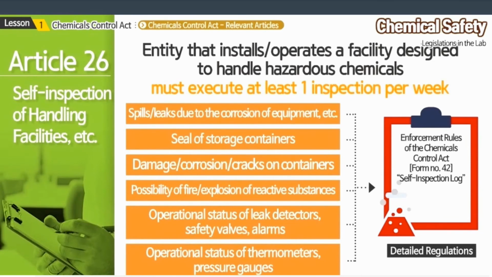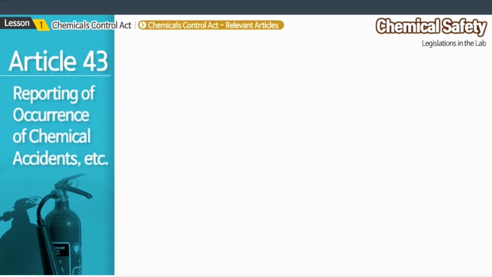42, Self-Inspection Log. Sixth, under Article 42, Reporting of Occurrence of Chemical Accidents, etc.